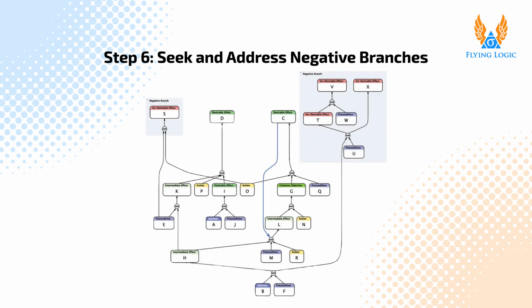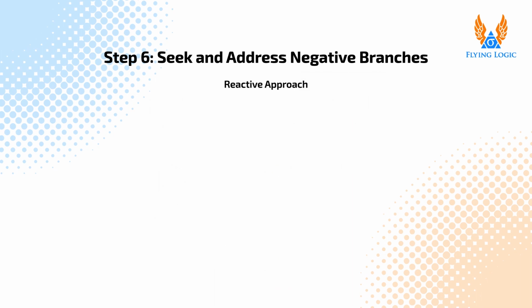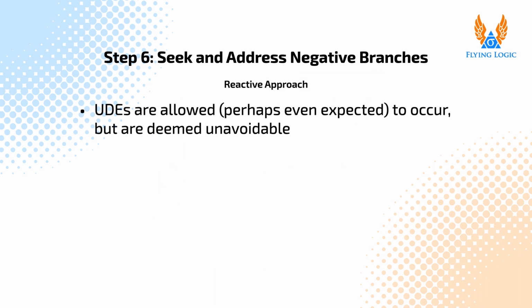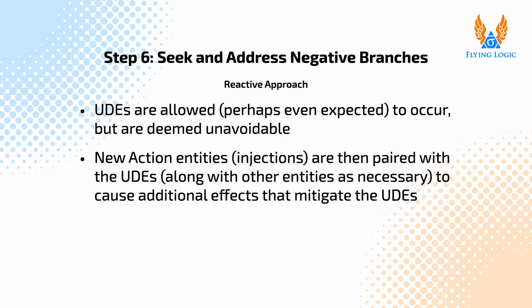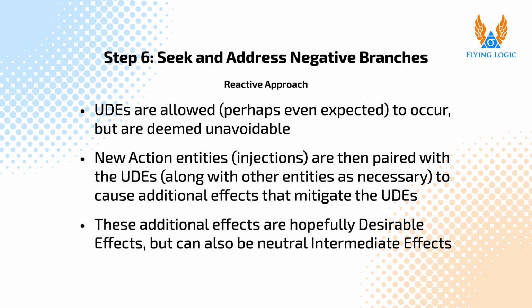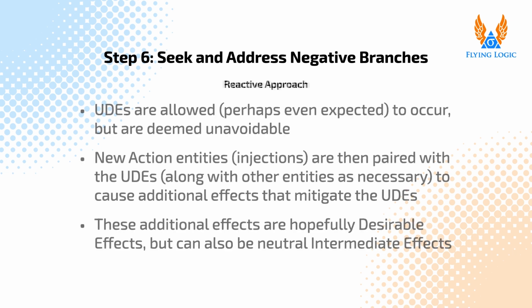It is crucial that you deal with negative branches in order to stop creating worse problems than those that you set out to cure. There are two approaches to addressing negative branches: reactive and proactive. In the reactive approach, undesirable effects are allowed, perhaps even expected, to occur, but are deemed unavoidable. New action entities, injections, are then paired with the undesirable effects, along with other entities as necessary, to cause additional effects that might mitigate the undesirable effects. These additional effects are hopefully desirable effects, but can also be neutral intermediate effects.